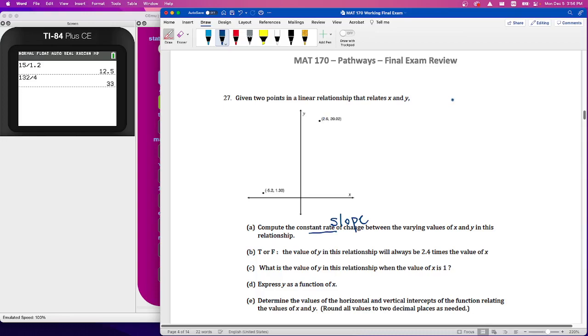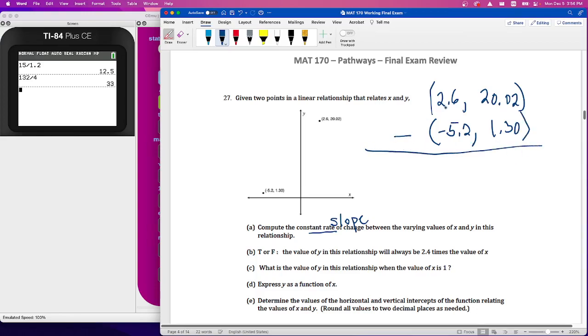What we can do is line up the points again. It doesn't matter, you can put whichever one on top. 2.6, 20.02. That's 1 point. The other point is negative 5.2 and 1.3.